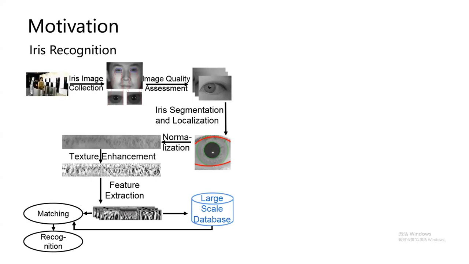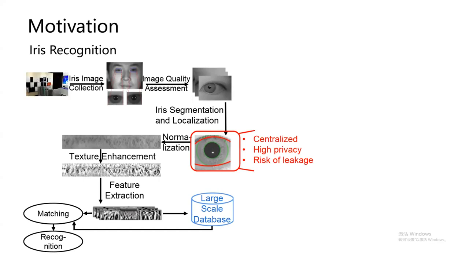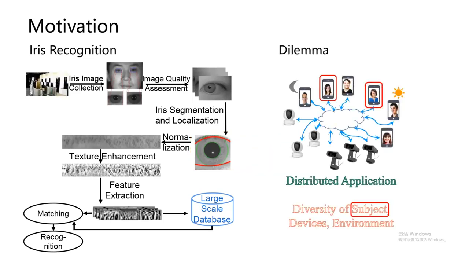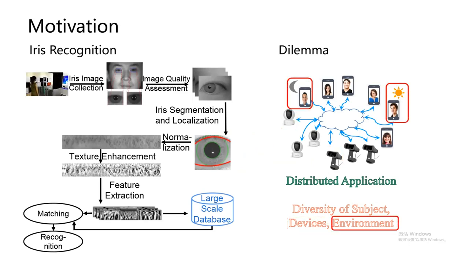However, traditional feature extraction model training requires the construction of a centralized iris dataset, but it contains a large amount of personal privacy and a high risk of leakage. On the other hand, distributed application is the current challenge for the promotion of iris. The diversity of subjects, devices, and environments across clients brings great heterogeneity, resulting in difficulty in accurately identifying. This forced us to think about whether there is a better solution.